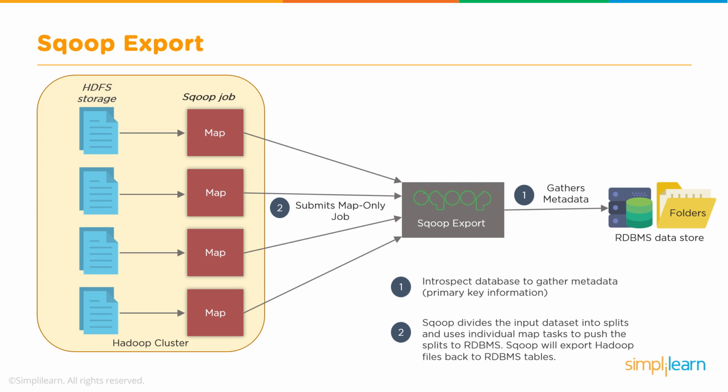Step 2, submit the map only job. Introspect the database to gather metadata and primary key information. Sqoop divides the input dataset into splits and uses individual map tasks to push the splits to the RDBMS. Sqoop will export Hadoop files back to RDBMS tables. And you can think of this in a number of different manners. One of them would be restoring a backup from the Hadoop file system into your enterprise machines. There are certainly many others as far as exploring data and data science.